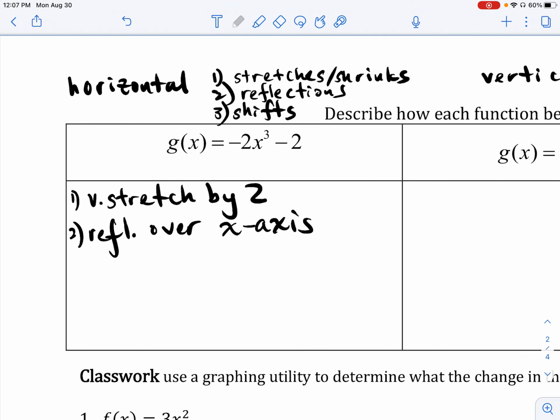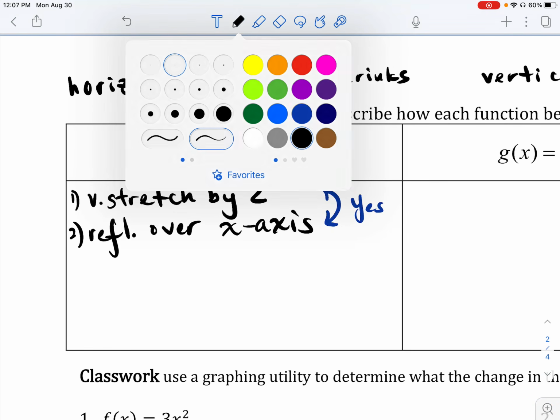Now, pause. Could I have switched the order of these two transformations? And the answer is yes. That totally works. You could have switched the order there and it would be completely fine. Whether or not you multiply by 2 and then -1, or -1 and then 2, that doesn't matter.